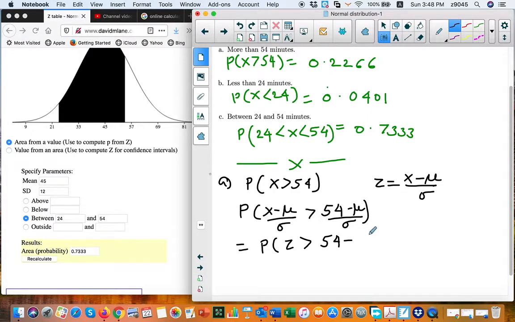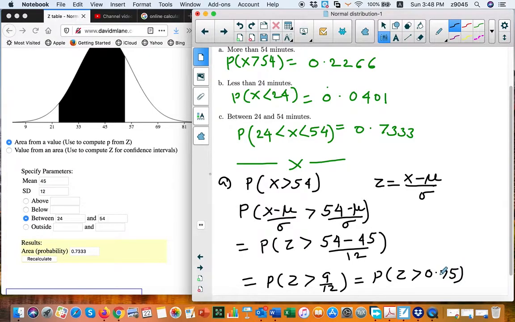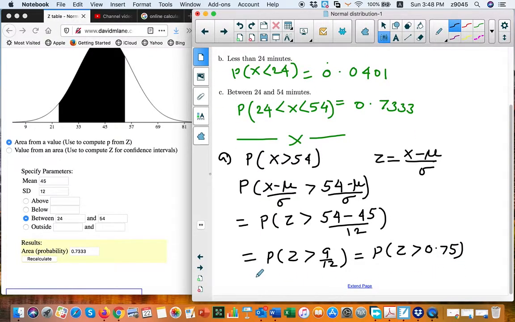Value of mu is 45 in the question. Value of sigma is 12 in the question. So the question gets converted to probability of z greater than (54 minus 45) divided by 12, so 9 divided by 12. So probability of z greater than 0.75. And then we refer to the table to find this probability, which can also be written as z less than minus 0.75. So let's refer to the table for minus 0.75.